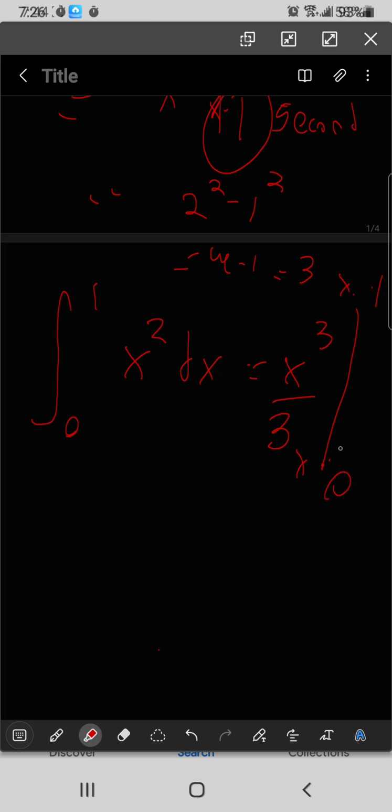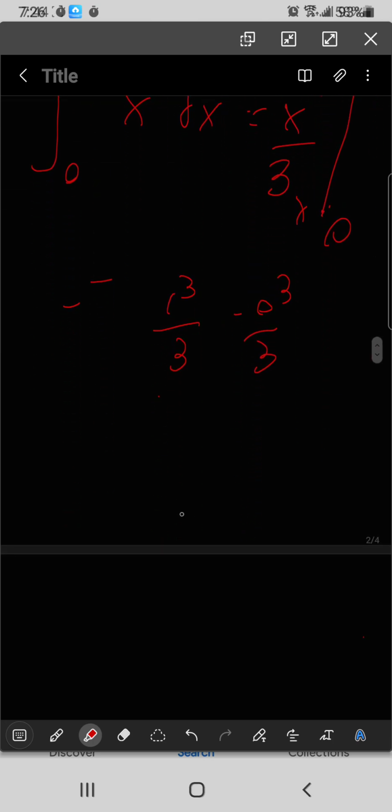Let's try another example. The integral from 0 to 1 of x squared dx. Now, we know how to integrate this, and then just evaluate it from 0 to 1, x equals 1, x equals 0, first, second. So 1 cubed divided by 3 minus 0 cubed divided by 3. So, 1 third minus 0, 1 third minus 0 is 1 third. This is going to be the answer.